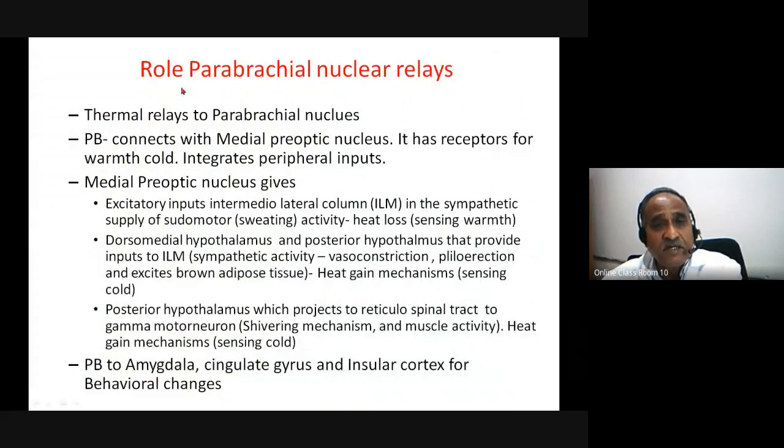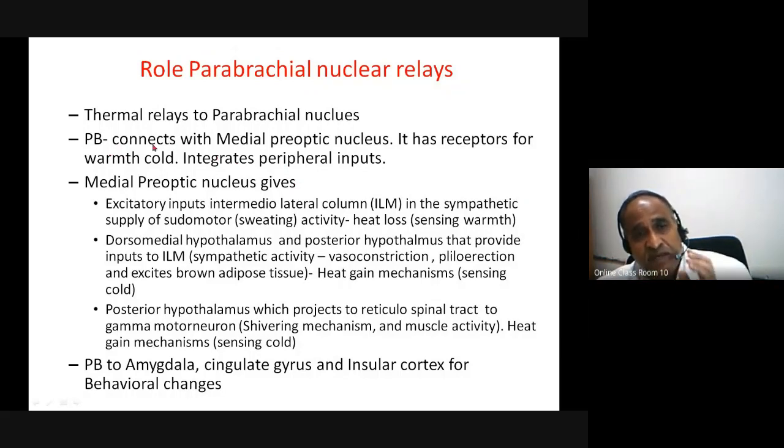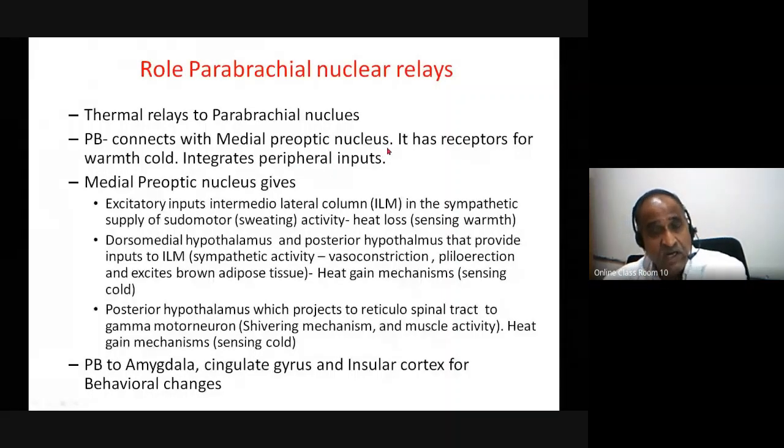Now let us examine the role of the parabrachial nuclei. There are thermal relays in the parabrachial nucleus. The parabrachial nucleus connects to the medial preoptic nucleus of the hypothalamus. This medial preoptic nucleus contains warm and cold receptors. Thus, the parabrachial nucleus provides the peripheral inputs to the central processor. The central processor is the medial preoptic nucleus. It has its own receptors. Both the peripheral and central inputs are integrated in the hypothalamus. So this helps to integrate the peripheral inputs with the central inputs. Central inputs are coming from the blood itself, because of the temperature of the blood, or core temperature.